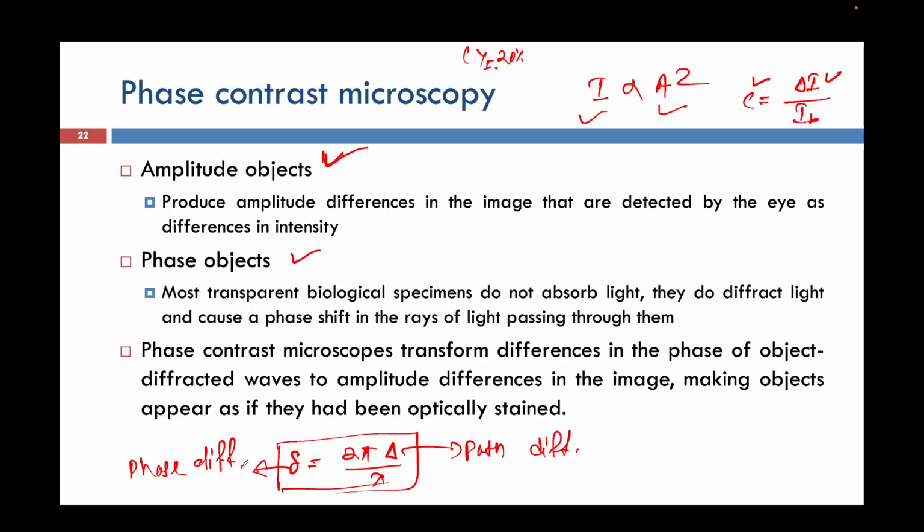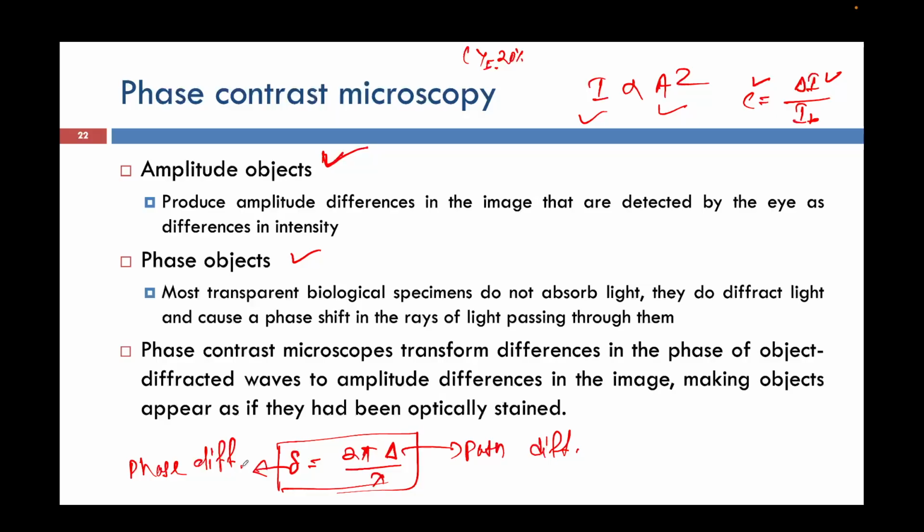So if we put an object in the path of a wave and that object changes the path of that wave, then a phase change will be there, and those objects are known as phase objects. Okay, and what does a phase contrast microscope do? It converts the phase change to an amplitude change. By some mechanism, it converts the phase change of the incident beam, which is getting refracted, to an amplitude change.